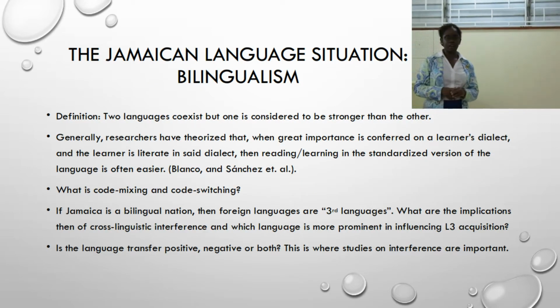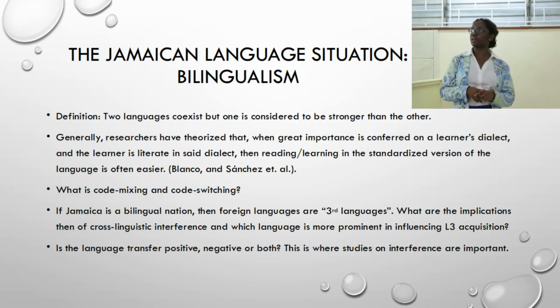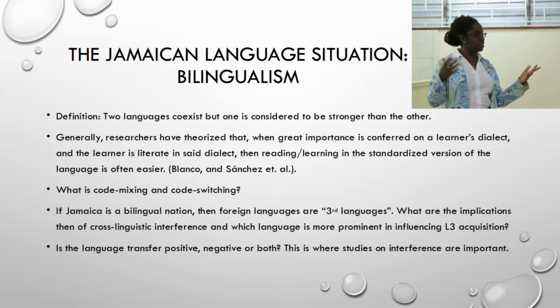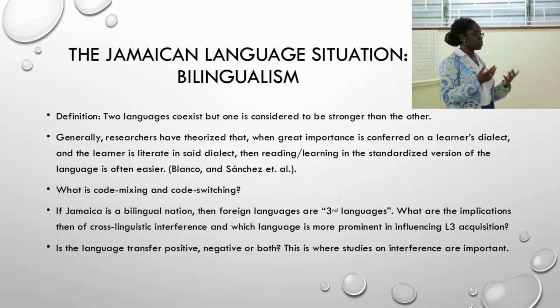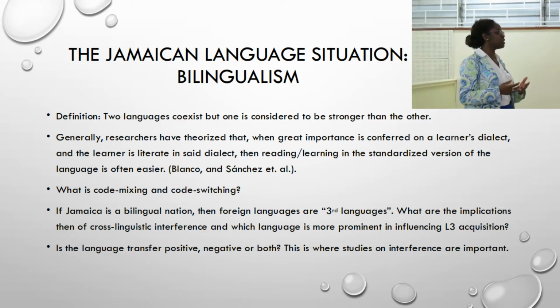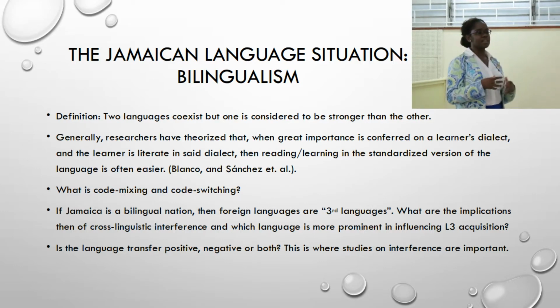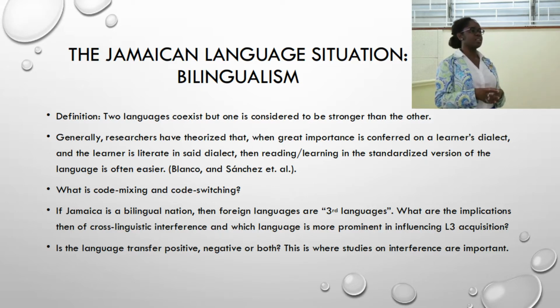Then there's the issue of bilingualism, which sounds very close to diglossia. So we have two languages that are coexisting yet again, but one is considered to be stronger than the other. So in the case of Jamaica, the stronger language would be clearly Jamaican Creole, and the weaker language would then be standard Jamaican English. What researchers have theorized generally is that when a student is able to read and write and is literate in their dialect, then acquiring the standard variety becomes easier because they have something to compare it to in the form of their N1.